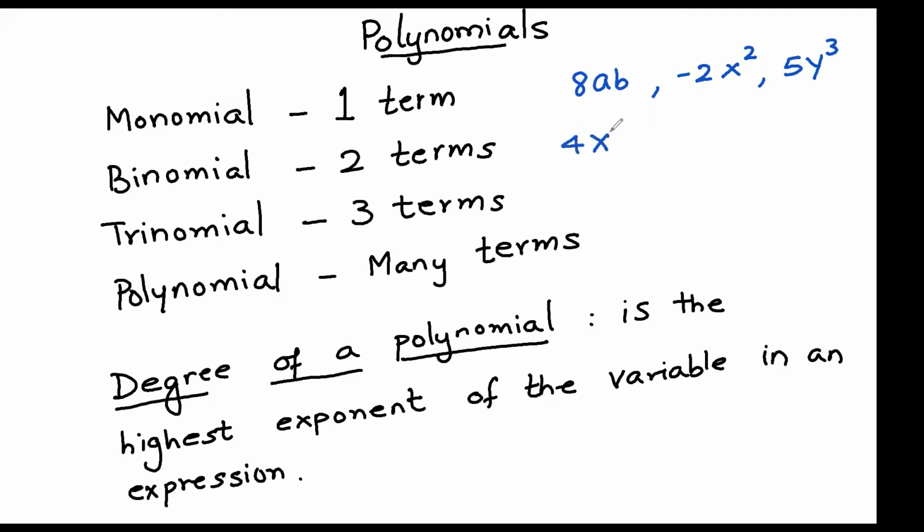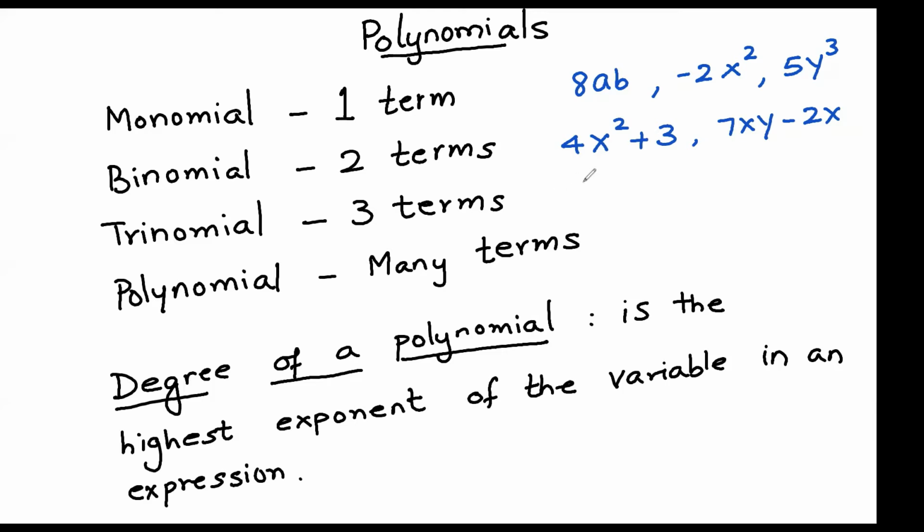For example, 4x squared plus 3. 7xy minus 2x. These are binomials. They have two terms. So if you look at the first example, it has two terms, right? It has 4x squared, that is one term. 3 is another term. Same way here, 7xy is one term. Negative 2x is another term. So whenever you have two terms in an expression, we call that a binomial.